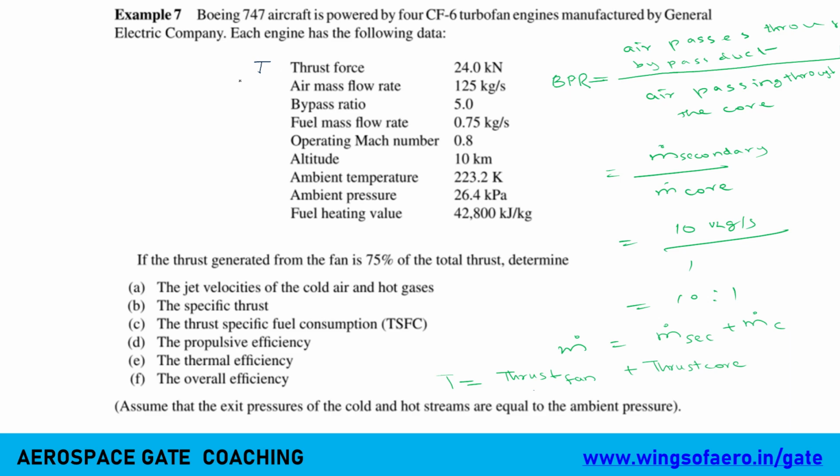So thrust is given, total thrust, and this air mass flow rate. What is this m dot? M dot is m secondary plus m core. Very good. So they have given the total air mass, that is 125 kg per second. Bypass ratio, fuel, it's clear. Then the operating Mach number M, altitude, TA, PA and CV.